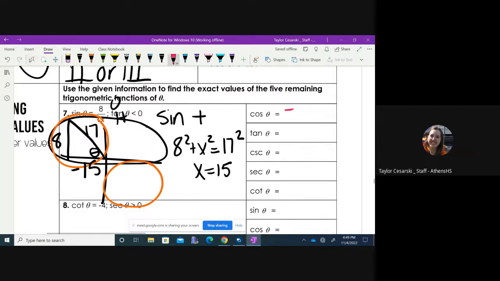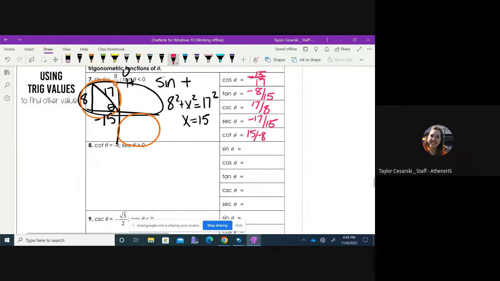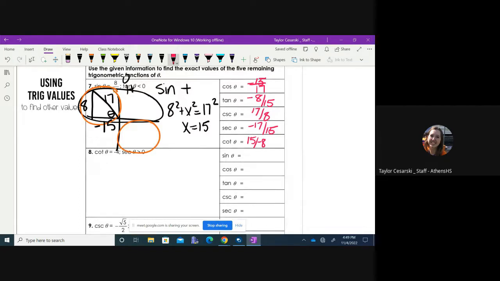So then cosine is -15/17, tangent is -8/15, okay, opposite over adjacent. Cosecant is the reciprocal of sine, so 17/8. Secant is the reciprocal of cosine, so -17/15. And cotangent is the reciprocal of tangent, so 15/-8.